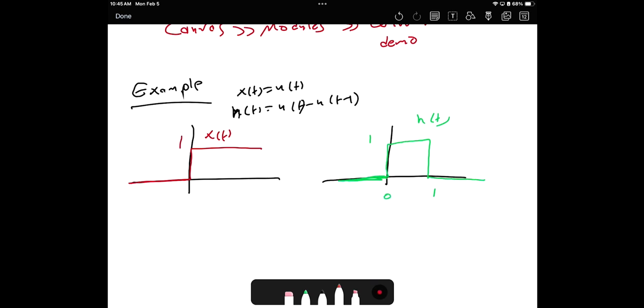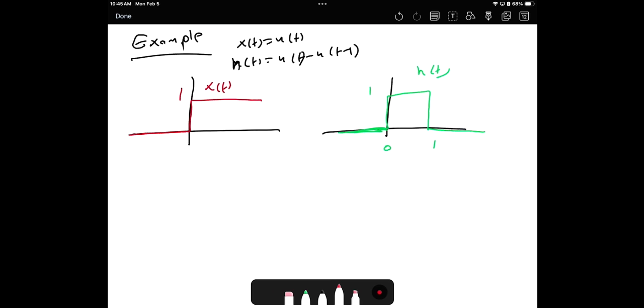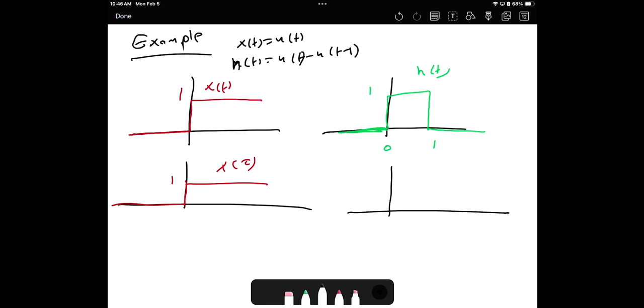Now we do the convolution. Let's recall, when we do the convolution, we convert everything to x of tau and h of tau. So let's do this as x of tau, the same thing, but it will be x of tau. And here for this one, we will do h of tau.